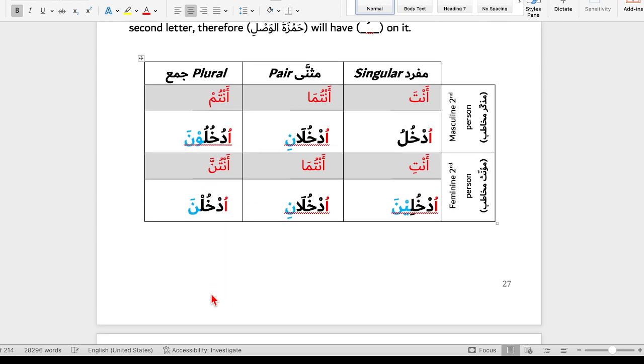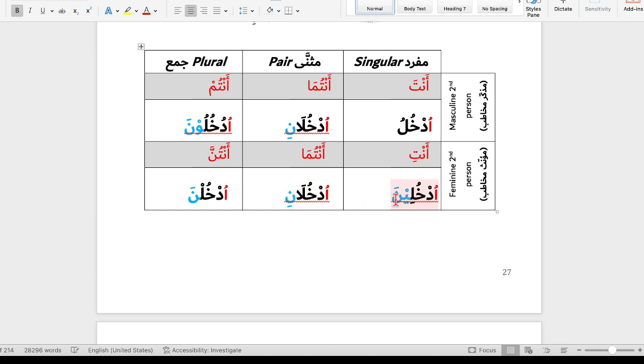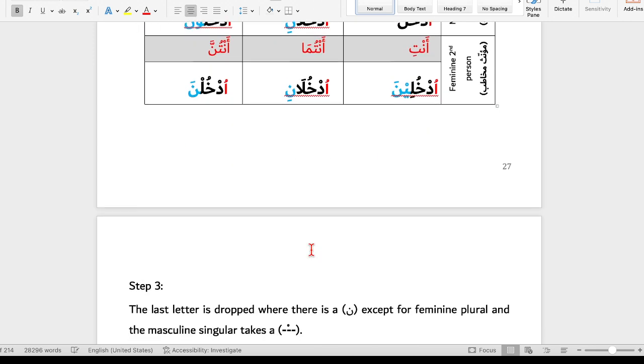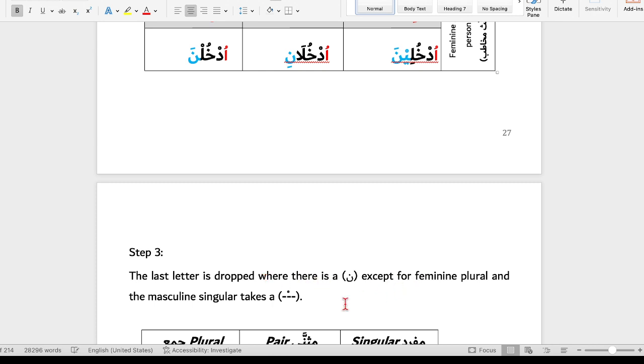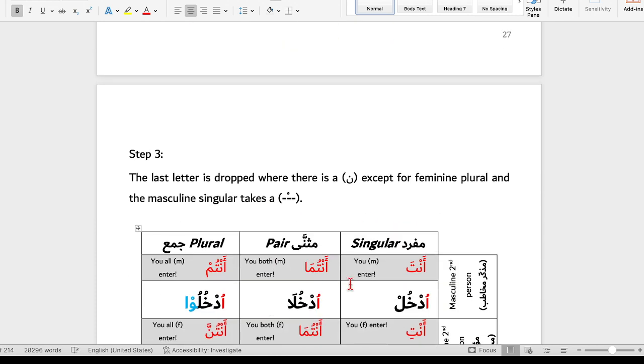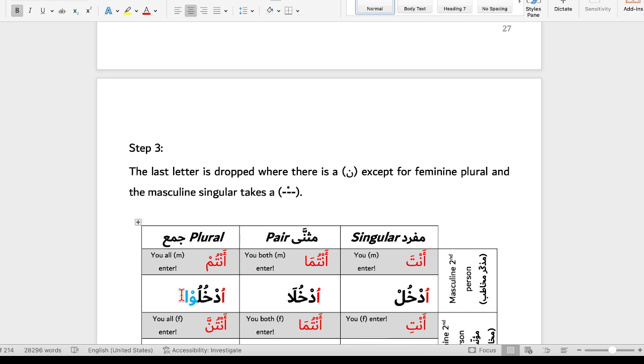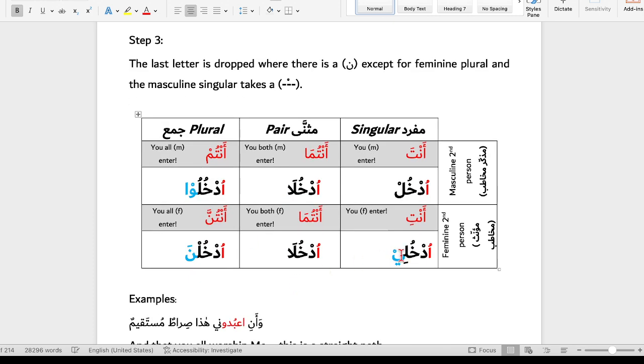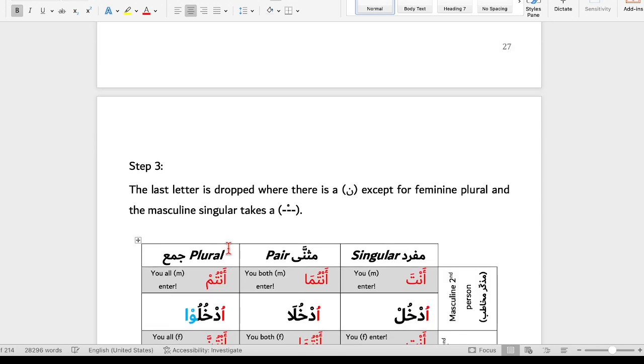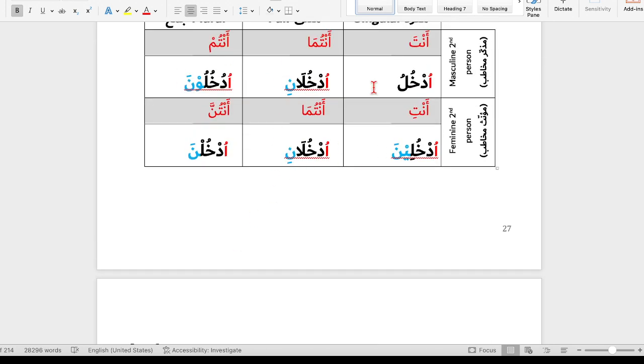And this is not done yet. The next step is we also remove the noun here, and this u changes to sukoon. The last letter is dropped where there is a noun, except for the feminine plural and the masculine plural. So this changes to udkhul, udkhula. Here the noun is removed. Udkhulu, the noun is removed. Udkhuli, the noun is removed. This doesn't change. So you see these nouns are removed, this becomes udkhul, and this doesn't change.